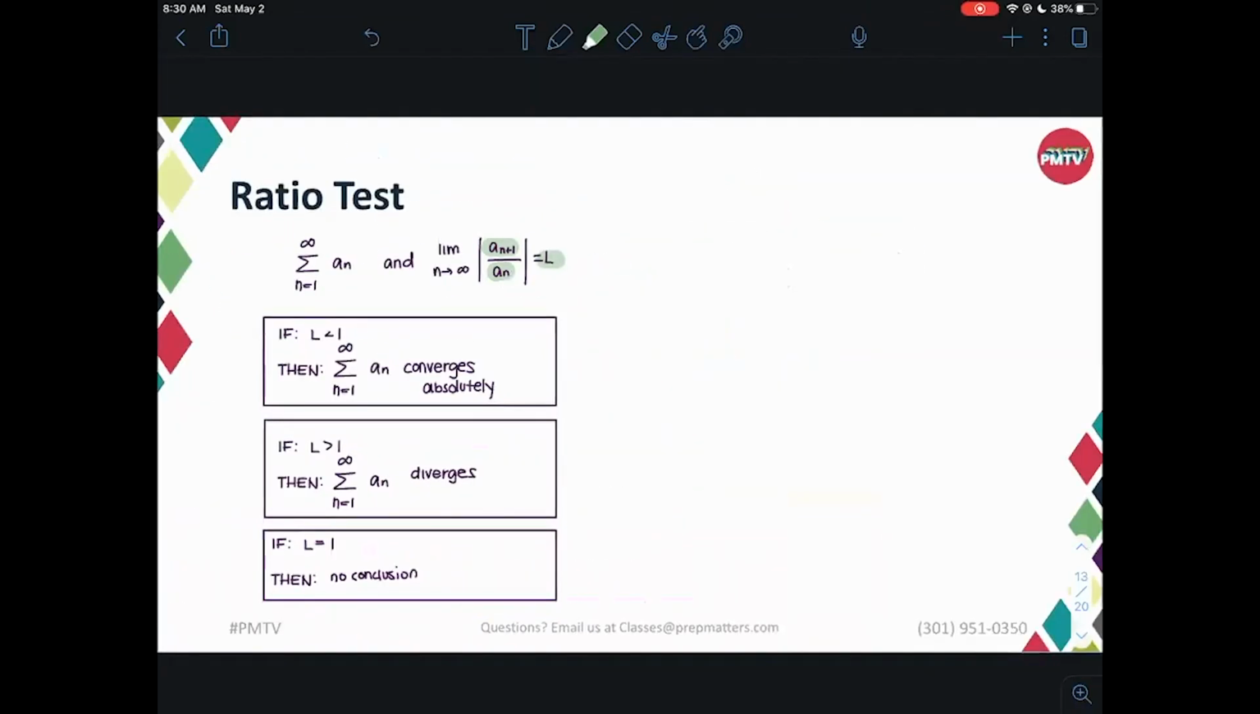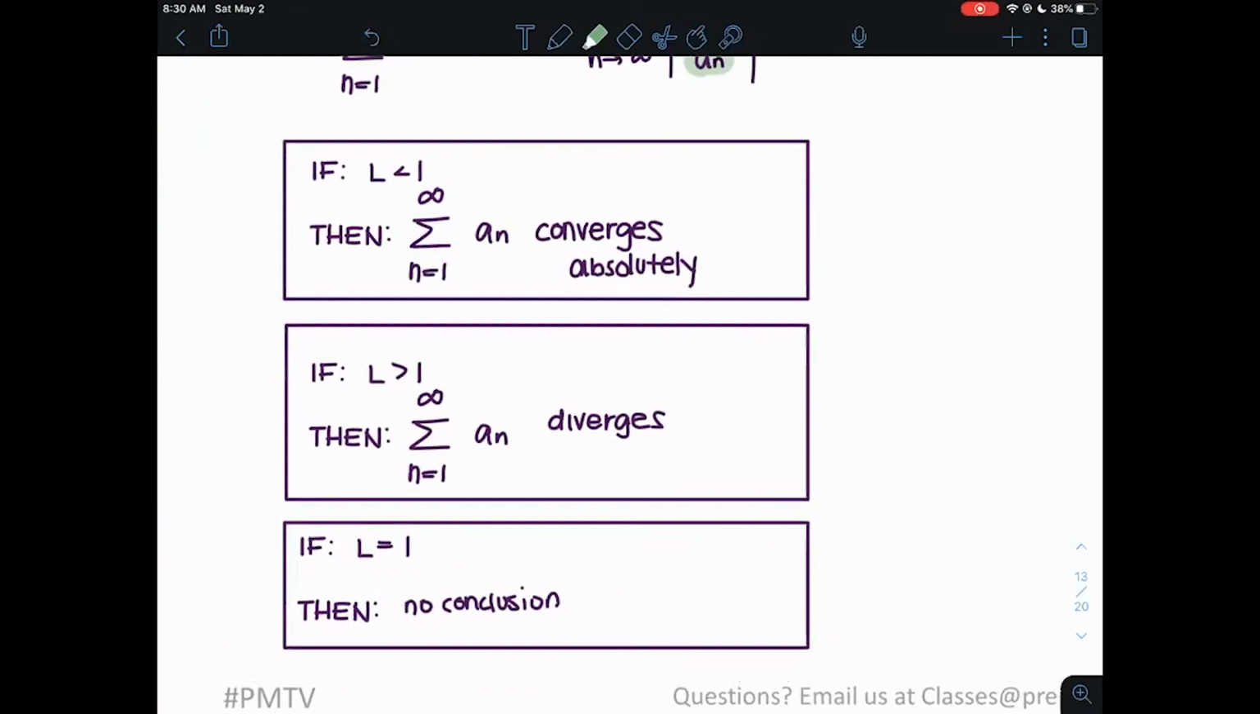We have three cases for this. If L is less than 1, then our series converges. If L is greater than 1, our series diverges. And if L equals 1, we have no conclusion. In this particular case here, that would mean that we need to go try another test. If all that we're really working on for a non-alternating series is the ratio test, we don't have other tests, this should kind of cease to be a giant problem.